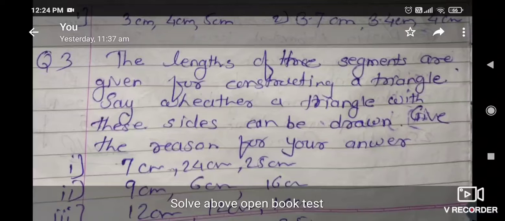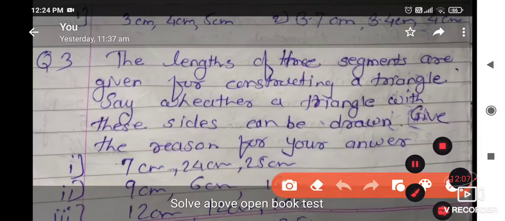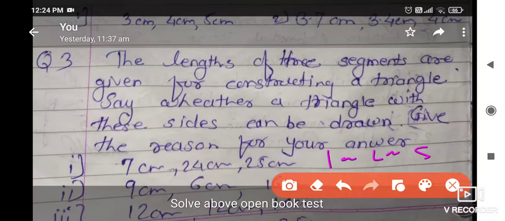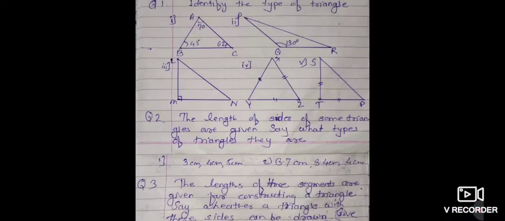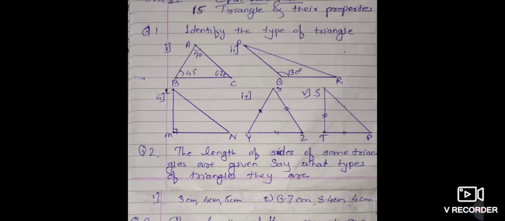But downside, one more example I gave you, that is not seen, whose measures are 1 centimeter, 2 centimeter and 5 centimeter. Here we cannot construct the triangle of the measures 1, 2 and 5, because the sum of 1 and 2 is smaller than 5. So in this way, by using the properties of a triangle, we have to solve this.